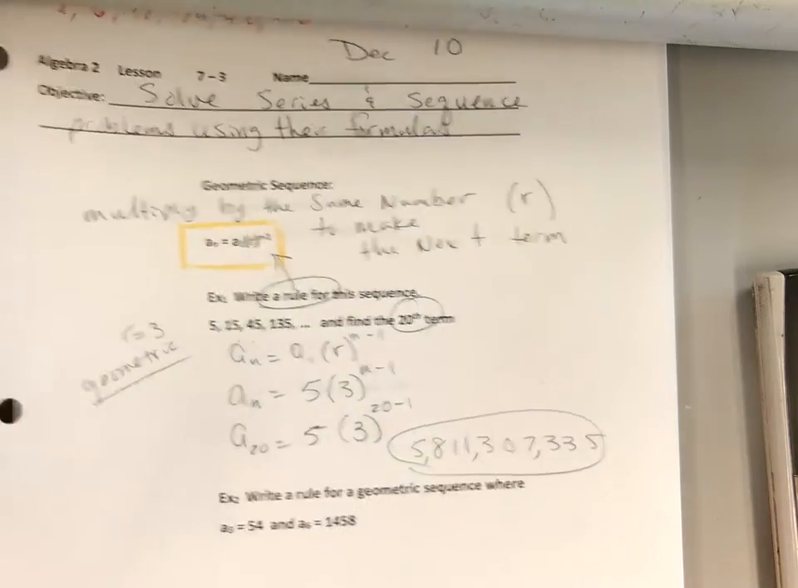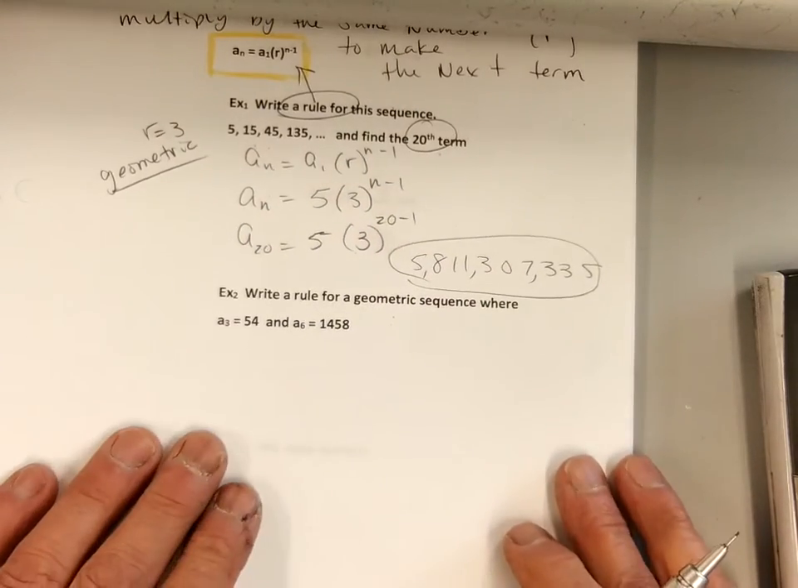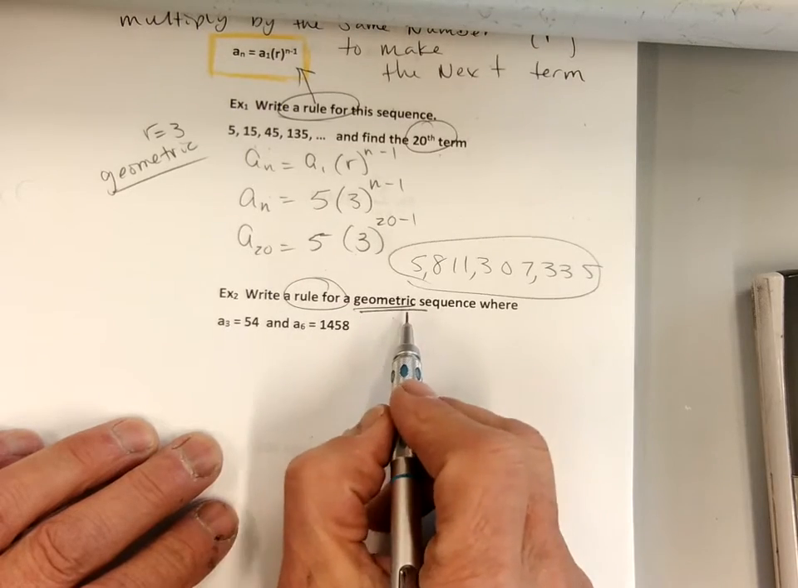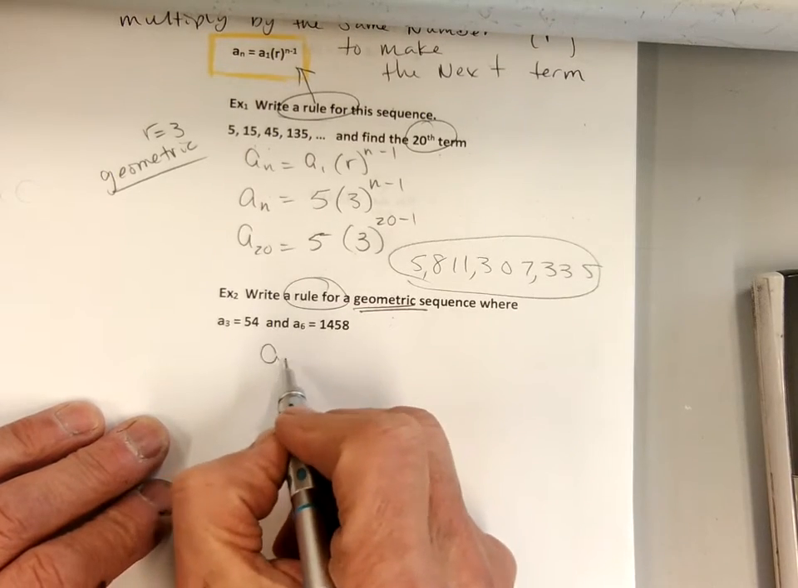Let's do some algebra 2. Okay, write a rule. Write a rule, okay? They tell me it's geometric, so I know I'm going to use this formula.